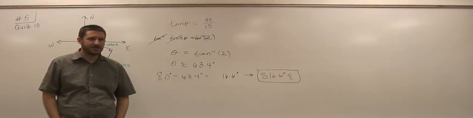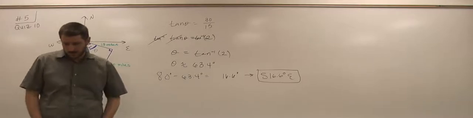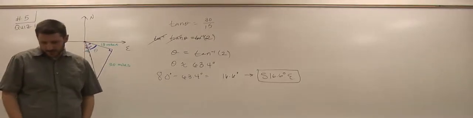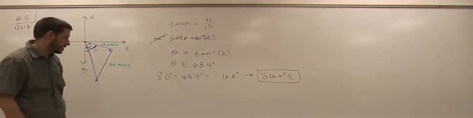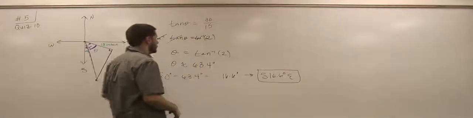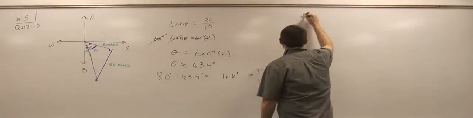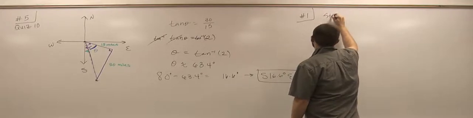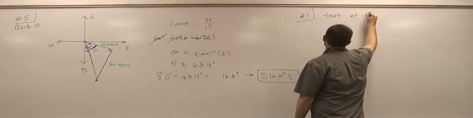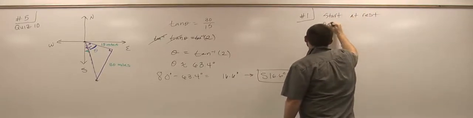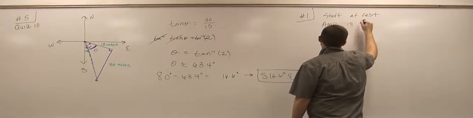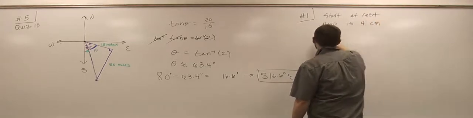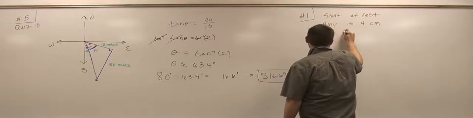All right, what else can we do here? Do number 1. Find a model for the simple harmonic motion satisfying the specified condition. The object starts at rest, the amplitude is 4 centimeters, the period is 2 seconds. Start at rest. Amplitude is 4 centimeters. And period is 2 seconds.